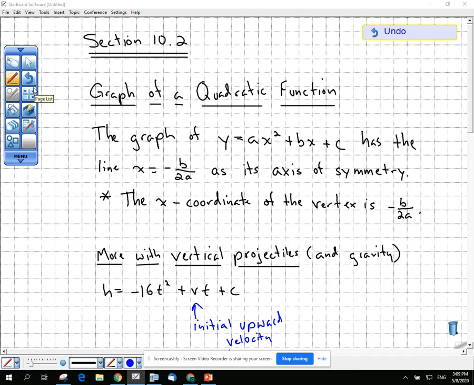Algebra 1, Section 10.2, quadratic functions. The notes say here that the graph of y equals ax squared plus bx plus c has the line x equals negative b over 2a as its axis of symmetry. Now I want to highlight that x equals negative b over 2a.